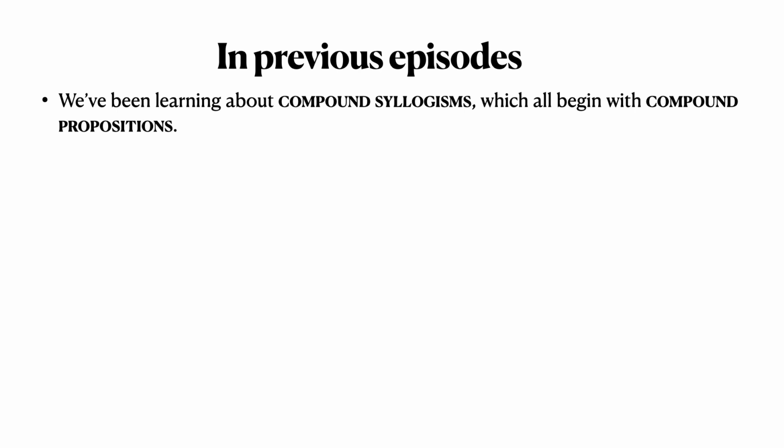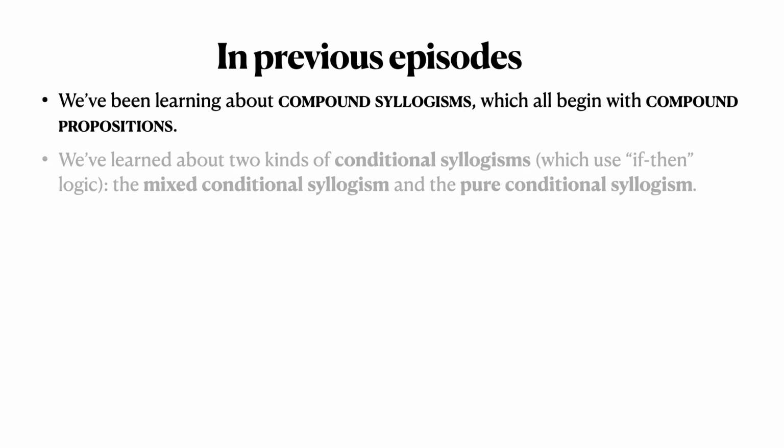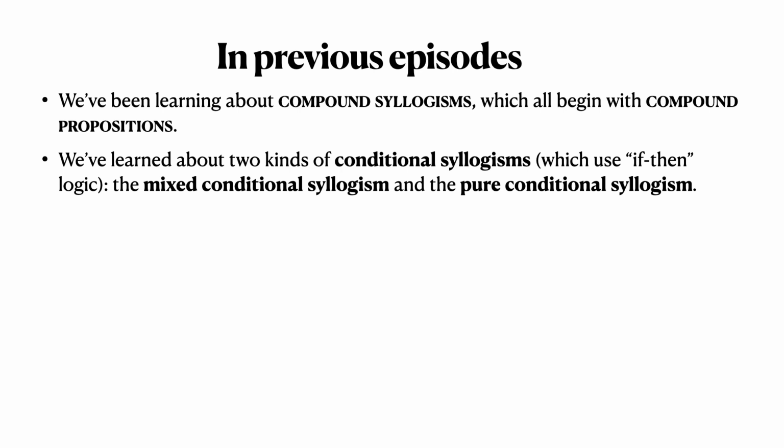We've been learning about compound syllogisms, which all begin with compound propositions. In the compound syllogism, we go beyond just having categoricals. Instead, we have more complicated statements like if then, or either or, not both, and, or things like that. We've learned about two kinds of conditional syllogisms. The conditionals are the ones that use the if then. And the two kinds that we've learned about are the mixed conditional, which mixes that one if then premise with categorical premises after that, and the pure conditional syllogism, which uses all three conditional propositions, both premises and the conclusion.